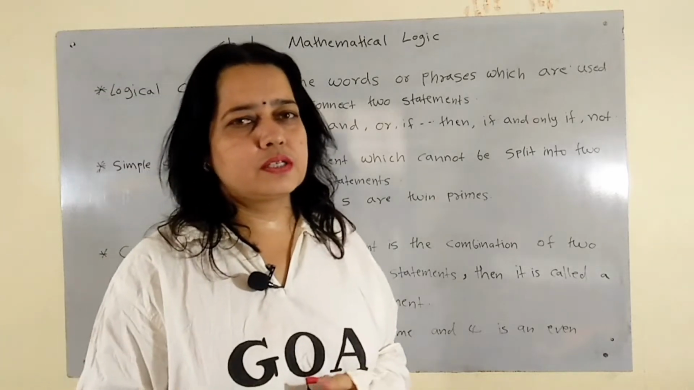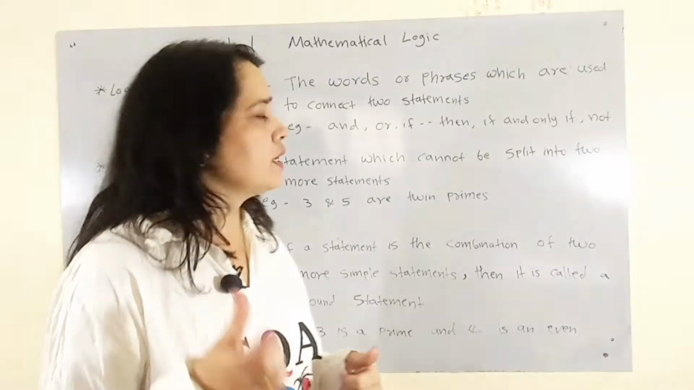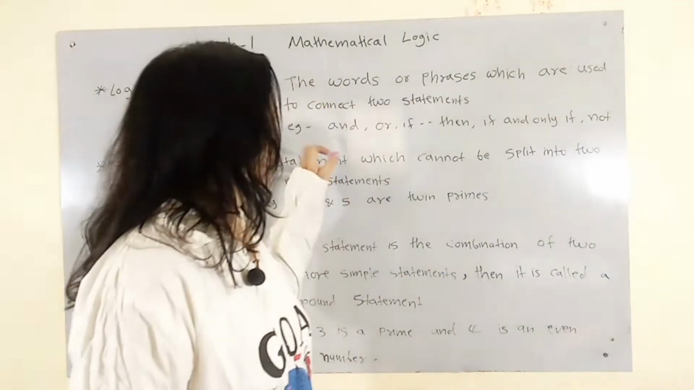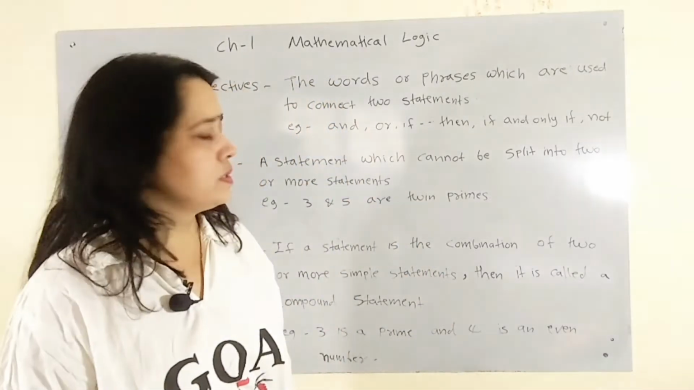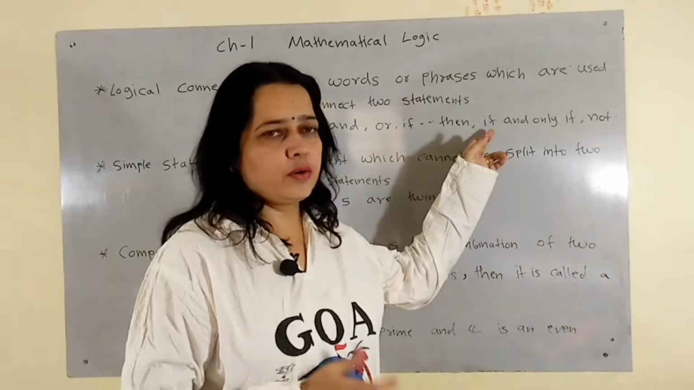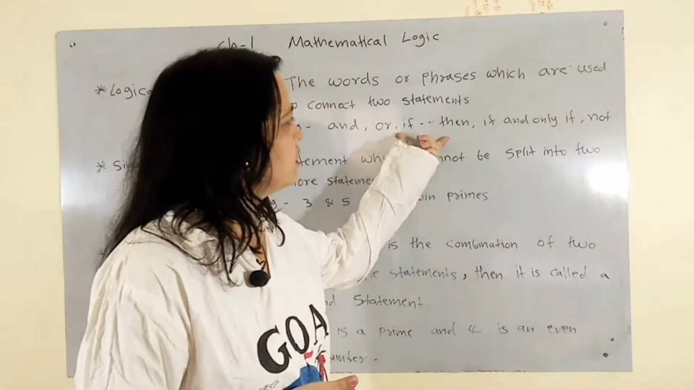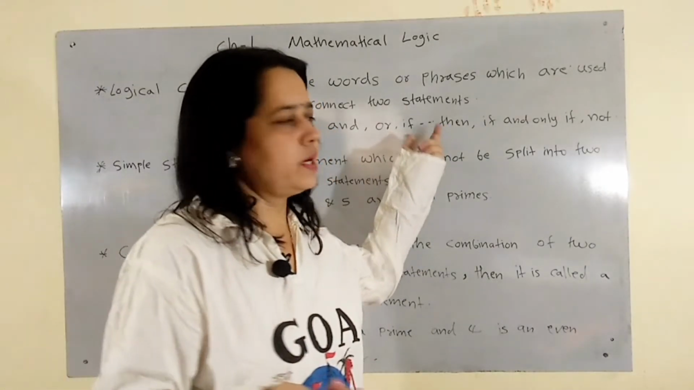What is meant by logical connectives? The words or phrases which are used to connect the statement are known as logical connectives. For example, and, or, if, then, if and only if, not. These are known as connectives which are used in connecting two statements.